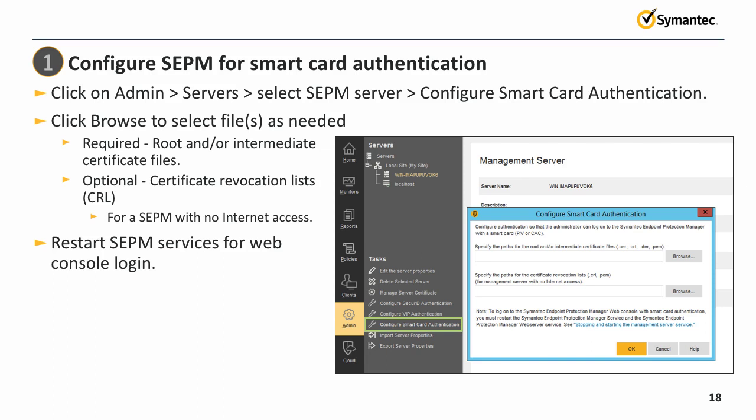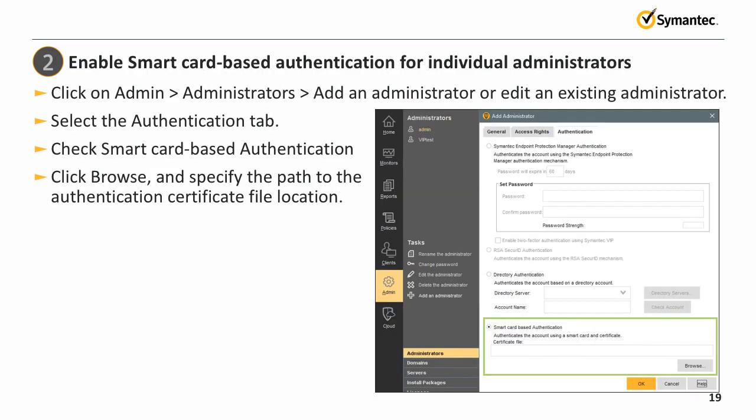Click Browse to select the required root and intermediate certificate files. If required, specify the paths for optional certificate revocation lists, which are used for SEPMs with no internet access. To log on to the Symantec Endpoint Protection Manager web console with Smart Card authentication, you must restart the Symantec Endpoint Protection Manager service and the Symantec Endpoint Protection Manager web server service.